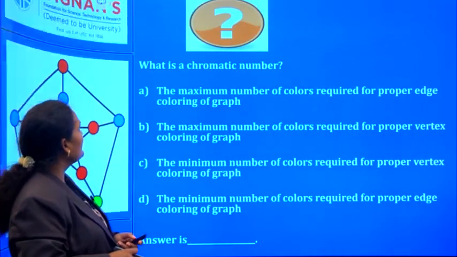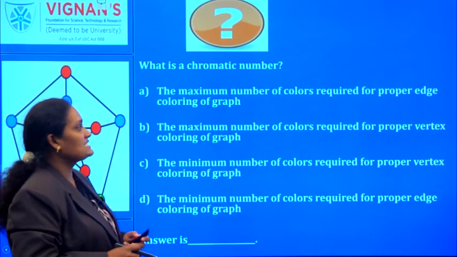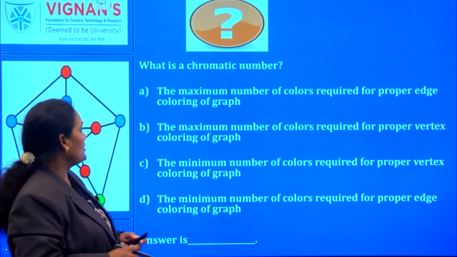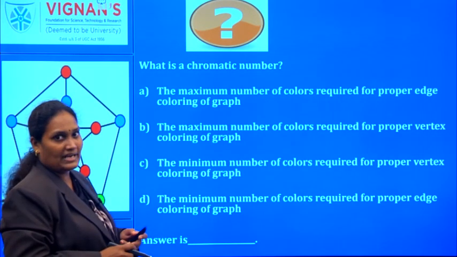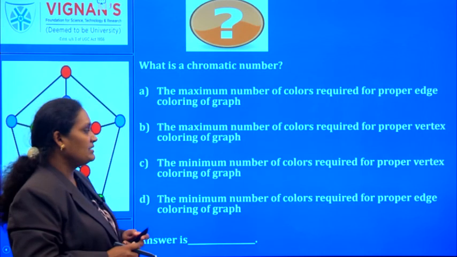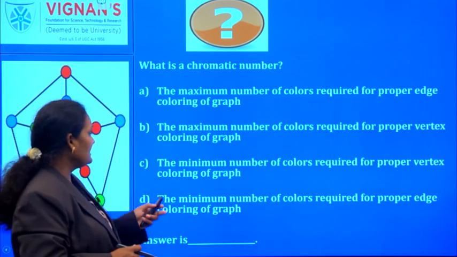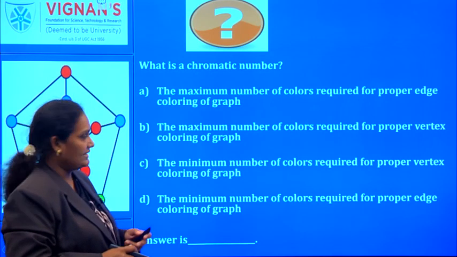The next question is, what is a chromatic number? Option A, the maximum number of colors required for proper edge coloring of a graph. Option B, the maximum number of colors required for proper vertex coloring of a graph. Option C, the minimum number of colors required for proper vertex coloring of a graph. Option D, the minimum number of colors required for proper edge coloring of a graph.